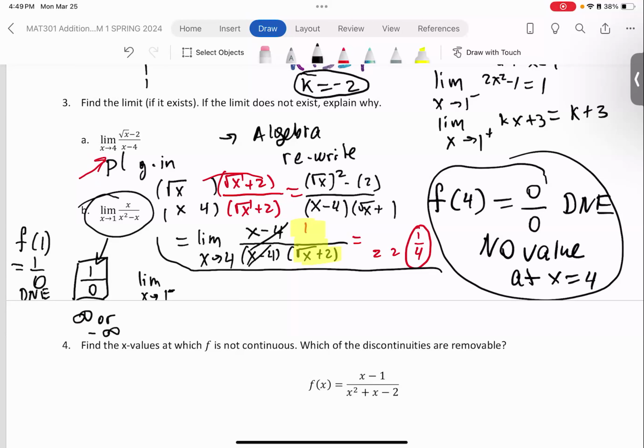What did the question say? If the limit does not exist, explain why. Well, the limit does not exist because from one side and from the other side, it's approaching some kind of infinity. So what is it? On the left side, you have to plug it in. There's no easy way to just see it. But once you approach it from the left, choose a number that's close to 1. It doesn't need to be too far away. 0.9 would work.